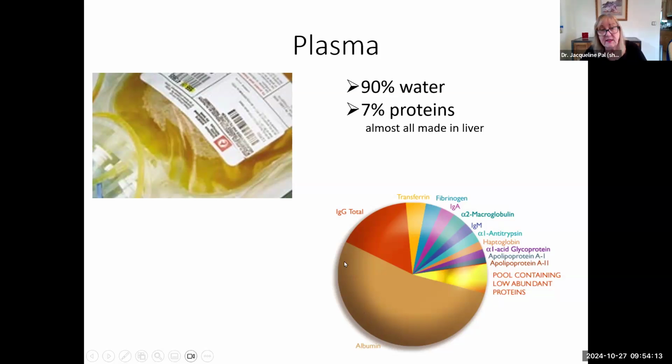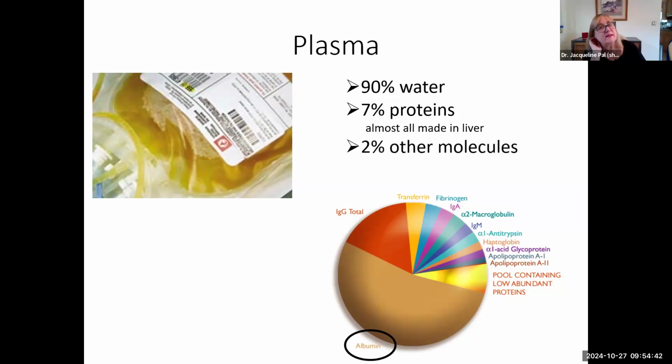But notice this one, albumin. More than 50% of the proteins in your blood are this protein albumin. And this is the one whose name you need to learn. This is the one that's giving that big osmotic pull I talked about. And this one is 100% made in your liver. So this one's very, very important. So that still leaves us with 3% of our plasma.